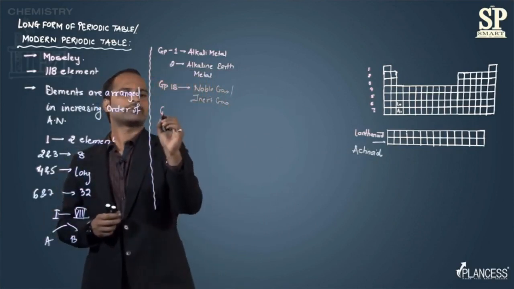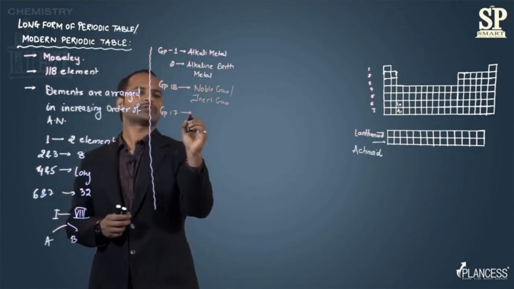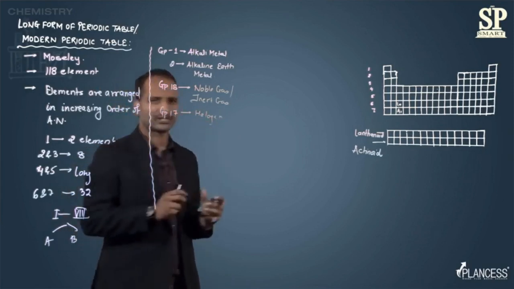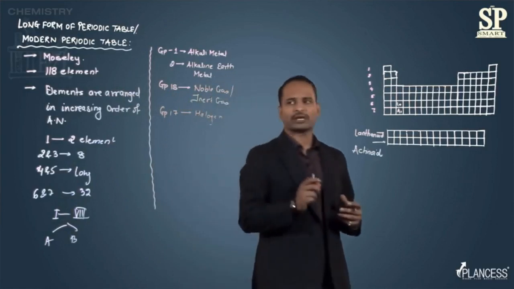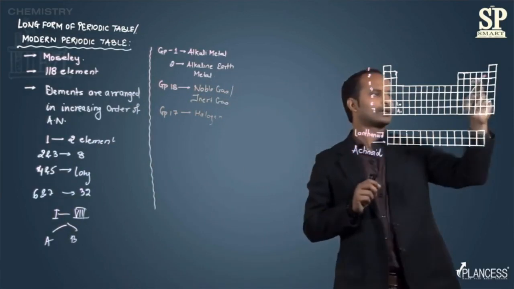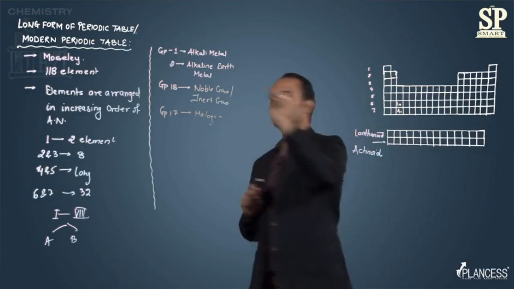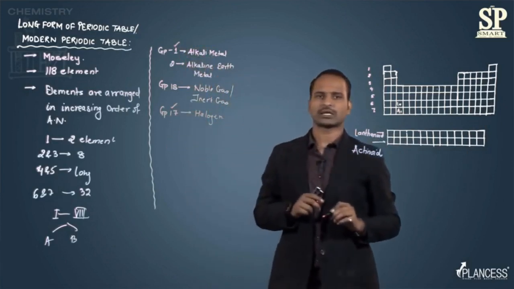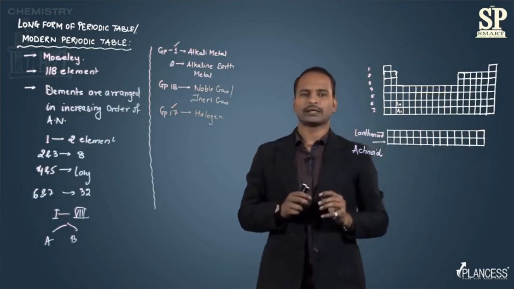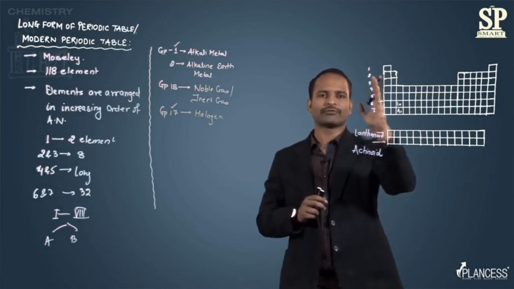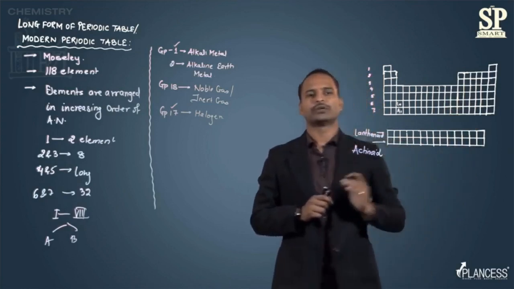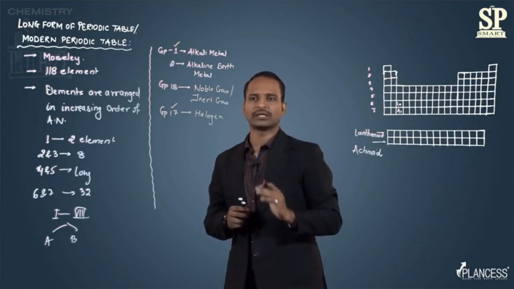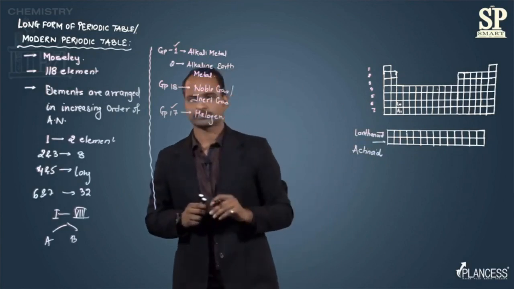Before group number 18 we have group number 17, which are called halogens. These are some famous groups which have specific names. The alkali metals are highly metallic in nature, while group number 17, the halogens, are highly non-metallic in nature. As I said, when you move from left to right in a periodic table, the metallic property goes on decreasing and the non-metallic property goes on continuously increasing.